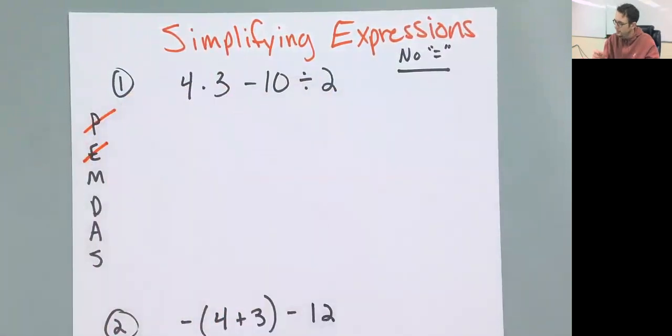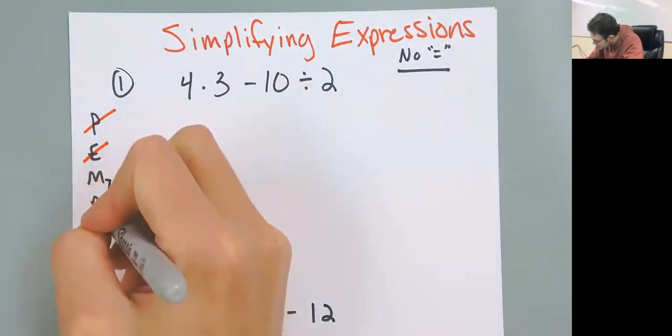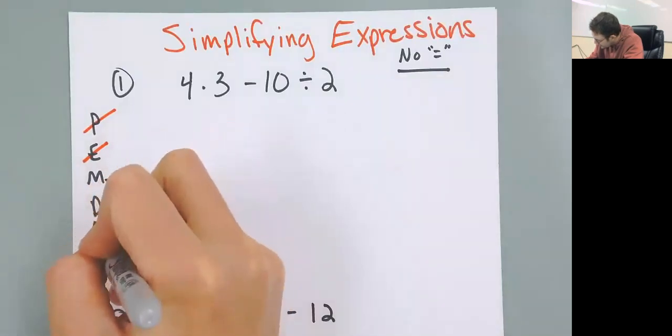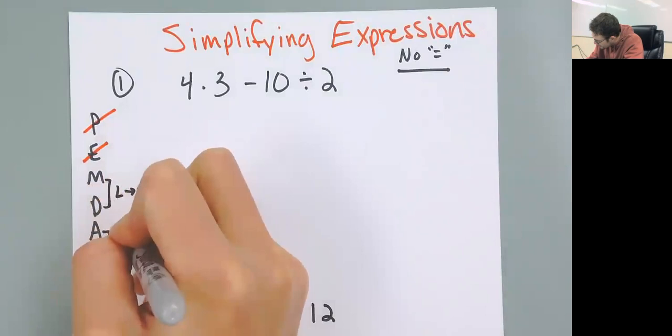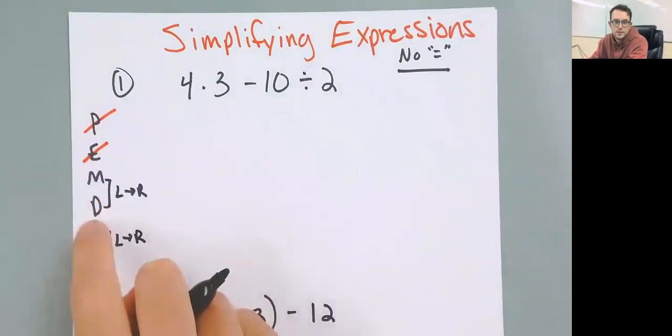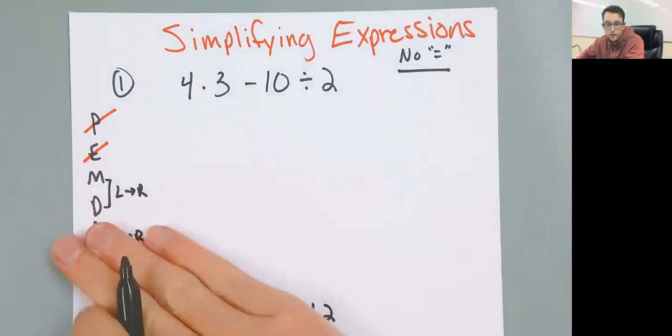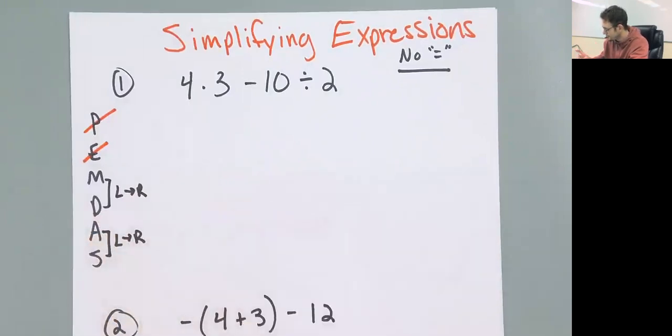Now, really important, these go from left to right, and these go from left to right. What I mean by that is you can sometimes do division first. So you can do division before multiplication. You can do subtraction before addition. It's just whichever one of those two comes before, right? Left to right.